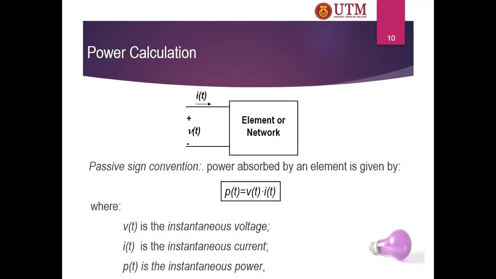Based on the passive sign convention, if the element is absorbing power, the power should be positive. If the power is generating, the sign will be negative. Here the current is going into the positive terminal of the element, meaning this element is absorbing power. So the power consumed by this element is p(t), the AC power, equal to the voltage v(t) multiplied by i(t). This voltage and current are AC, and the multiplication of v and i gives you the AC power.